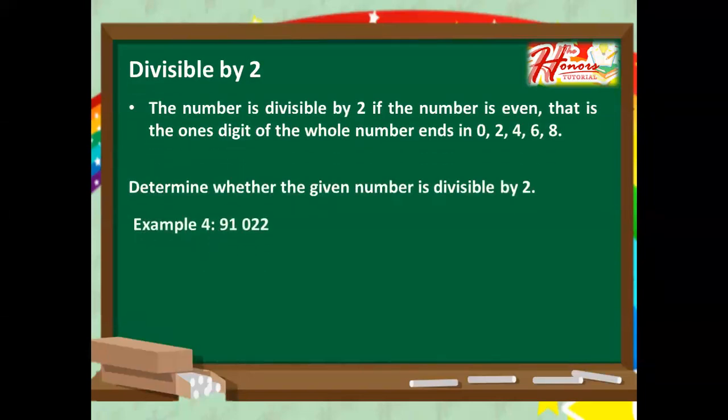Number 4, we have here 91,022. 91,022 ends in 2. Is it an even number? Yes, it is because it ends with 2. Is it divisible by 2? Yes, because it is an even number. So that is how you identify numbers that are divisible by 2.